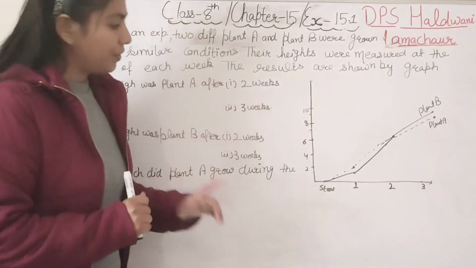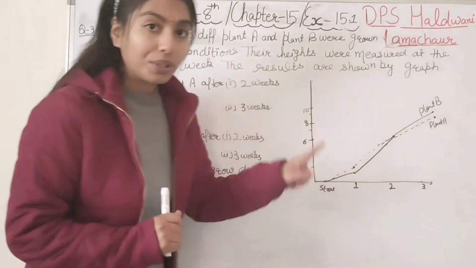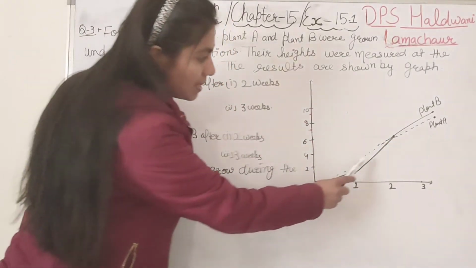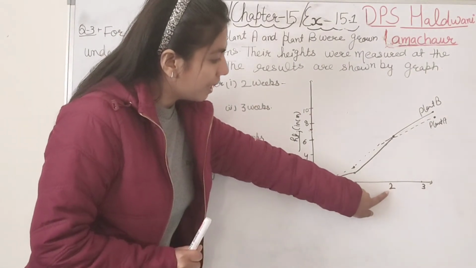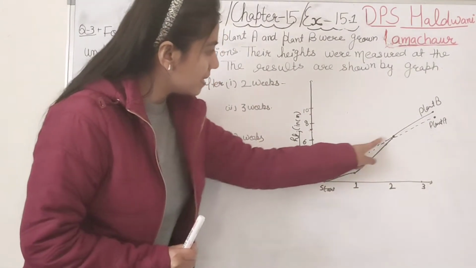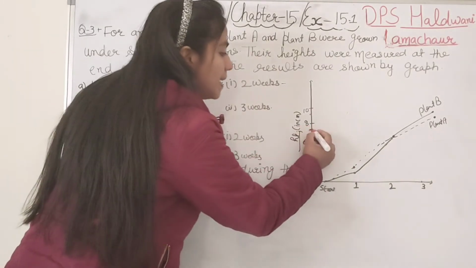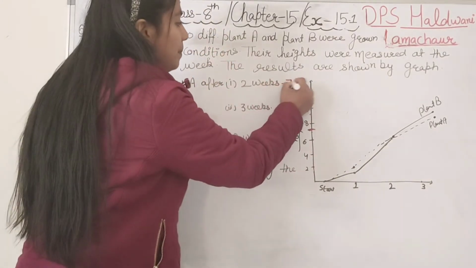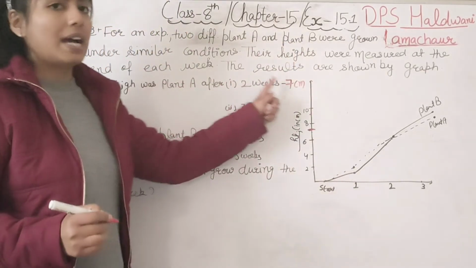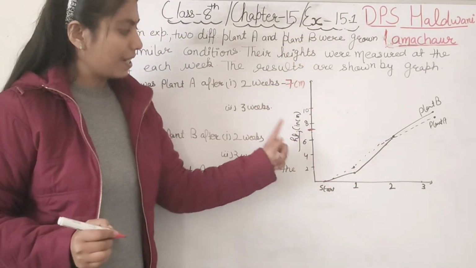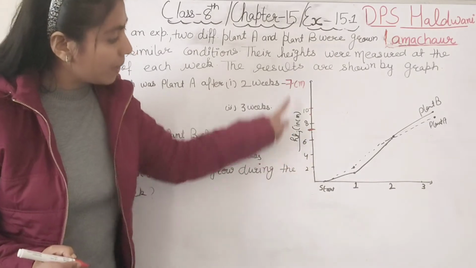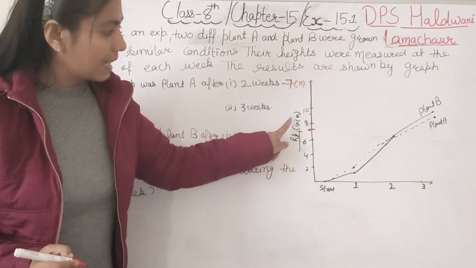So, plant A after 2 weeks, plant A, dotted line. So on the dotted line you can see, 2 weeks you have to see. Under the 2, the point is, yes, 6 and 8. The middle point of 6 and 8, it means it is 7 centimeter. So you can write down in 2 weeks the height of plant A is 7 centimeter, because along the y-axis height is given in centimeter.